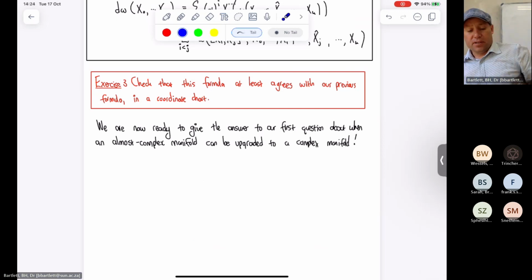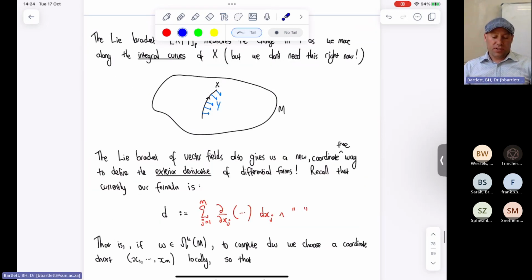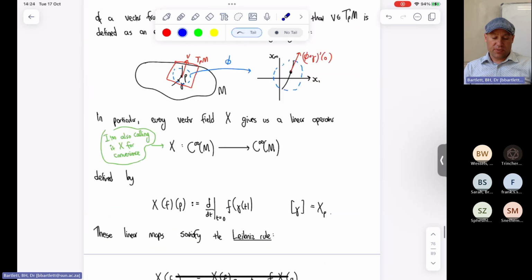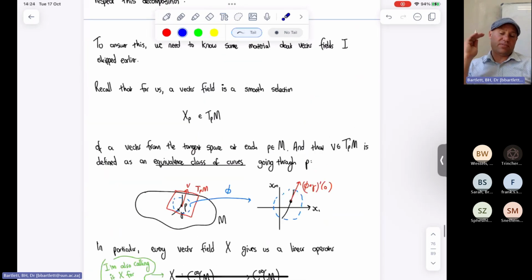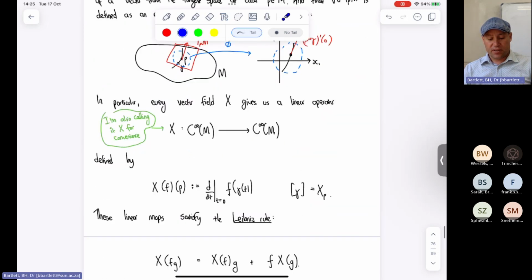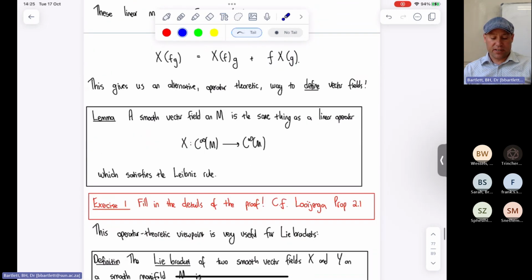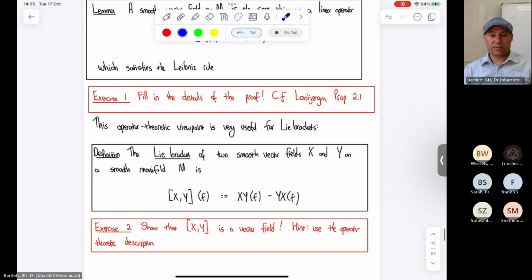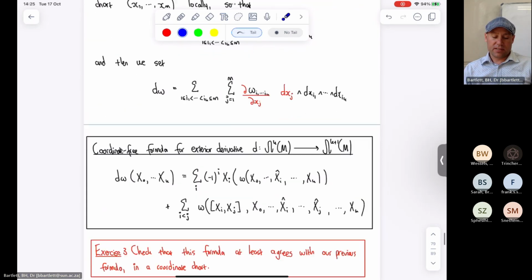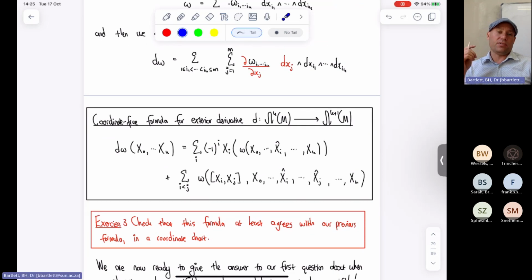Okay. So we've introduced, what have we introduced? We've introduced the operator theoretic way of thinking about vector fields. We did that so that we could talk about Lie brackets of vector fields. And we did that so that we could talk about the coordinate-free way to speak about the exterior derivative map.